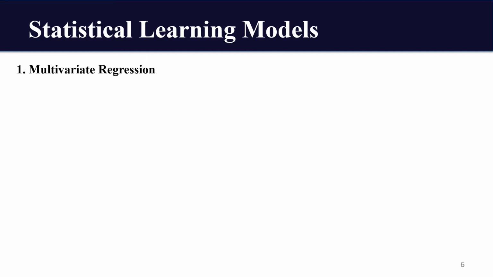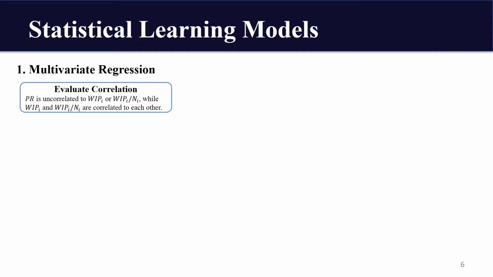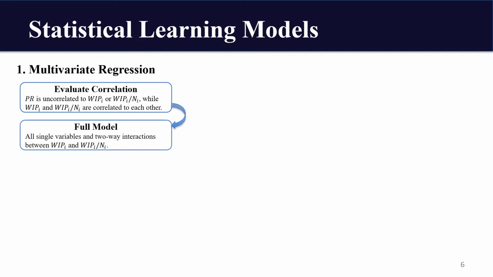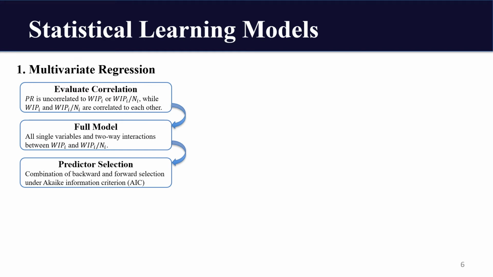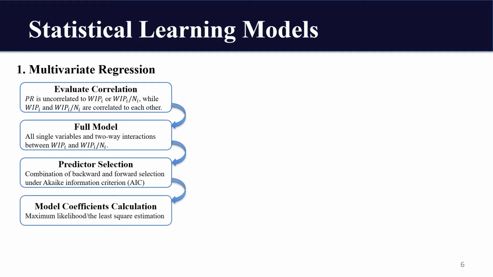We start from the simplest statistical learning model, multivariate regression, which is a linear model. The basic steps are as follows. First, we check the correlation between all responses and all variables for all 3,510 machine lines. Since WIP and WIP divided by N are correlated to each other, we consider adding two-way interactions between WIP and WIP divided by N into the full model. Next, we do the predictor selection by a combination of forward and backward selection and AIC, and then we calculate the coefficients.